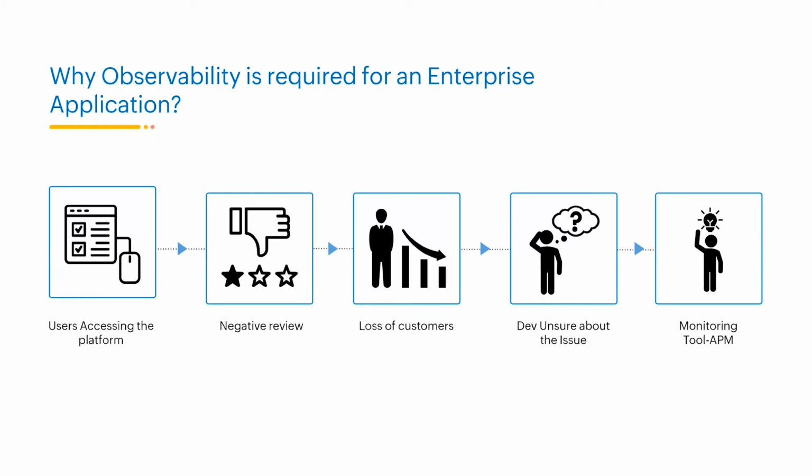Next is metrics. Metrics are the numerical measurements of system performance and behavior, such as CPU usage, response time, or error rates. Next is traces. Traces are the representation of individual requests or transactions that flow through the system, which can help to identify the bottlenecks, dependencies, and root cause of an issue.